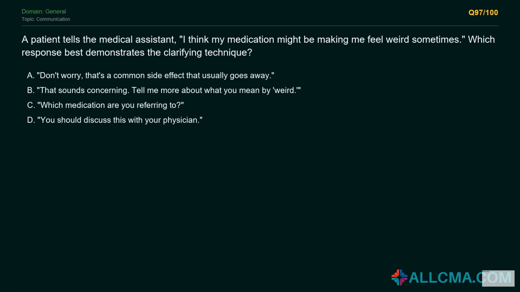Question 97. A patient tells the medical assistant, "I think my medication might be making me feel weird sometimes." Which response best demonstrates the clarifying technique? Option A, "Don't worry, that's a common side effect that usually goes away." Option B, "That sounds concerning. Tell me more about what you mean by weird." Option C, "Which medication are you referring to?" Option D, "You should discuss this with your physician."